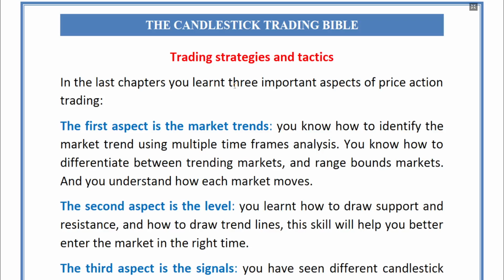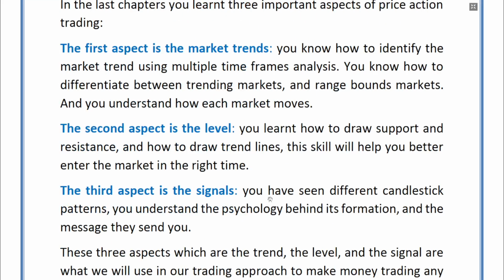In this video, we'll be looking at the trading strategies and tactics, okay? So in the last chapters, guys, we have covered the three important aspects of price action. The first aspect that we looked into is the market trends. We knew how to identify the market trend using multiple time frame analysis. We knew how to differentiate between trending markets and range-bound markets. And now every one of you understands how each market moves. If you do not, I will put a playlist at the end of this video where you can go and watch all those videos from the start, okay?